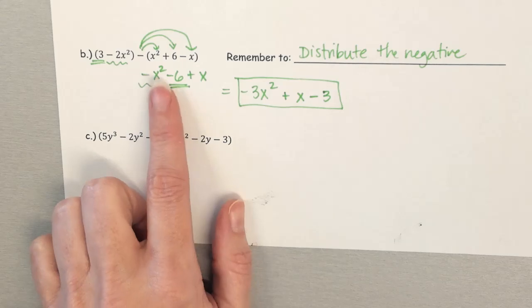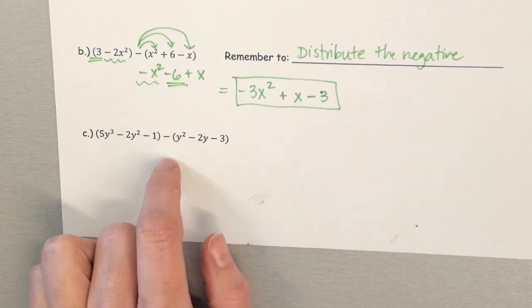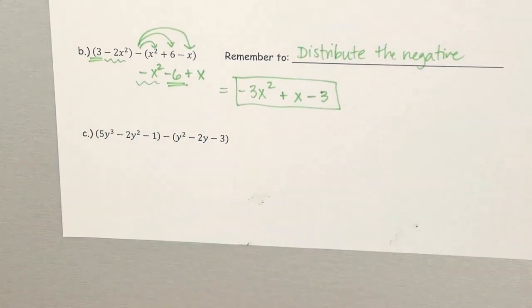Okay, so I want you to decide how you want to approach the subtraction, and I want you to try that for part C, and then we'll check our answers together, okay?